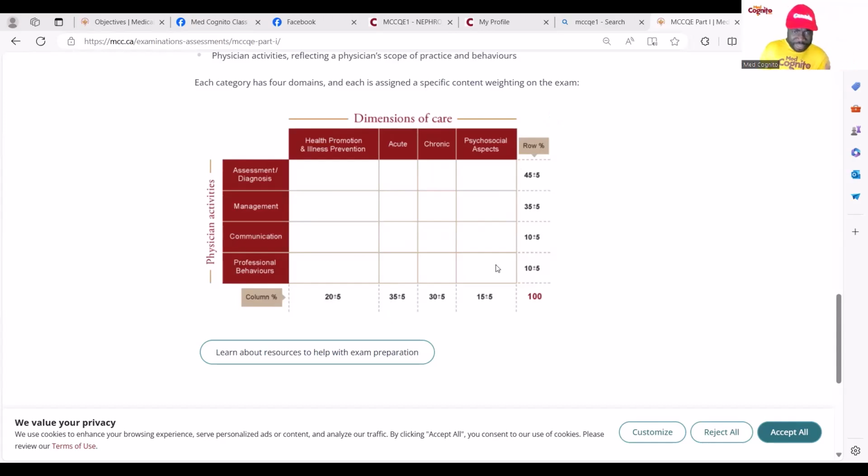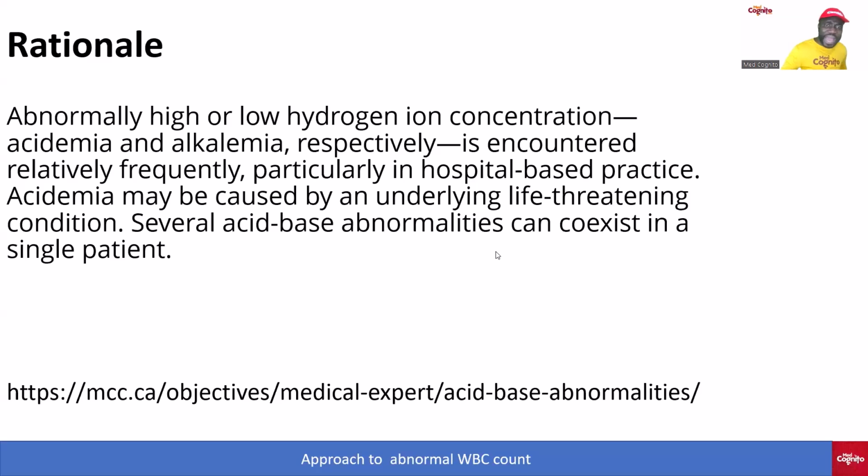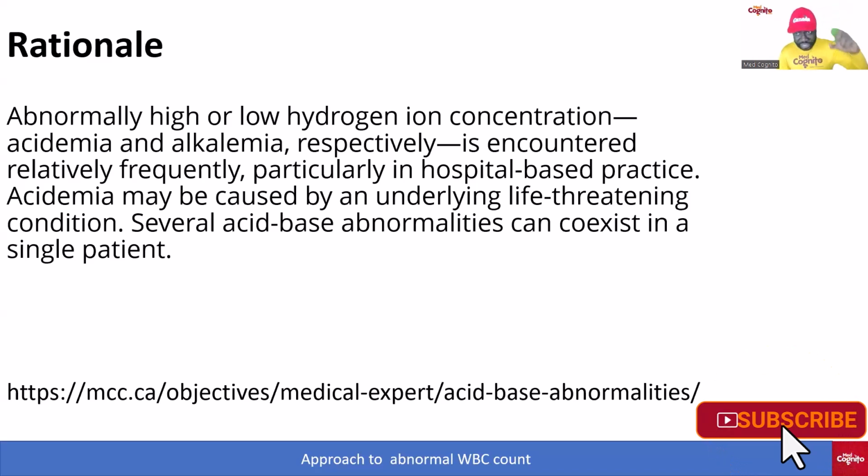Okay. So if you go back to the objective that I was sharing, it says abnormally high or low hydrogen ion concentration like acidemia or alkalemia respectively, is encountered relatively frequently, particularly in hospital-based practice. That is acute care, right? Acidemia may be caused by an underlying life-threatening condition. And remember that I said that in the MCCQE1 exam, they are basically looking out for how you're able to keep patients alive. And that is why even when you are listing your answers in CDM, I've always encouraged that you list those things which will kill the patient first.